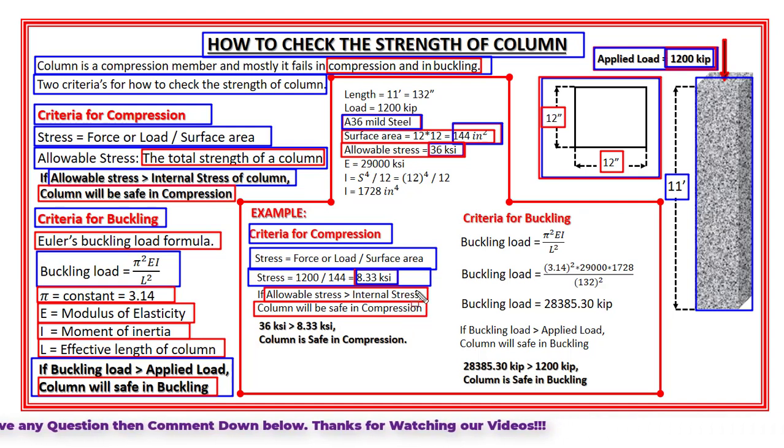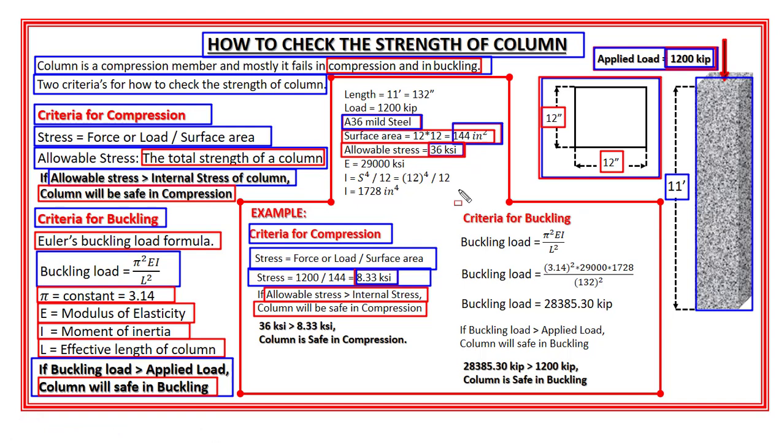So if you look at here, I can say that the allowable stress of this column is 36 ksi, right? And the internal stresses produced in this column due to the load of 1200 kip is 8.33 ksi. So the allowable stress of this column is greater than the internal stresses, and due to this reason I can say that this particular column will be safe in compression if 1200 kip load is applied to this column. Okay. So according to the first criteria of how to check the strength of column, this column is safe under the load of 1200 kip.